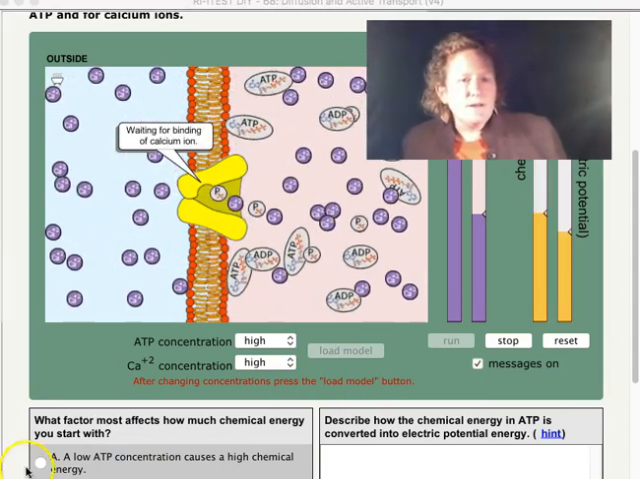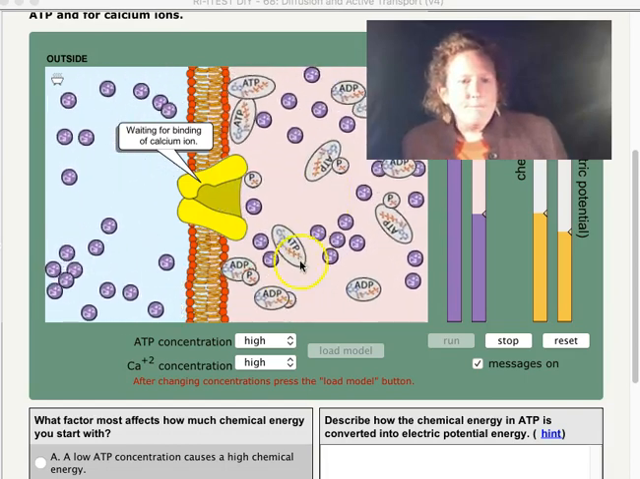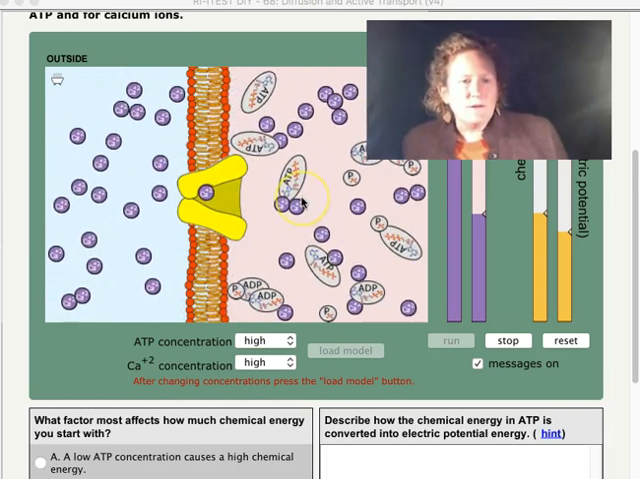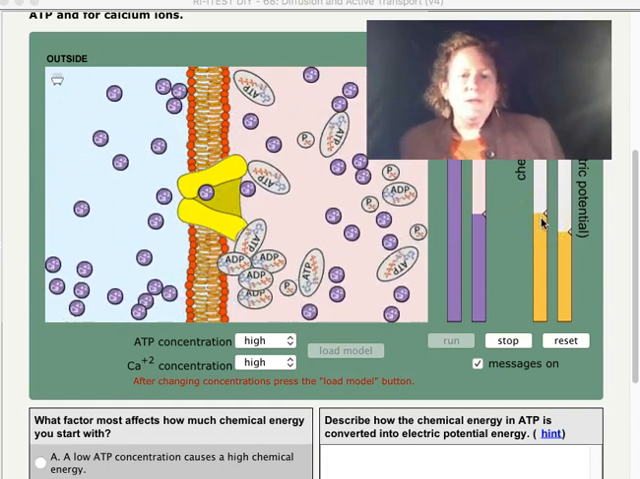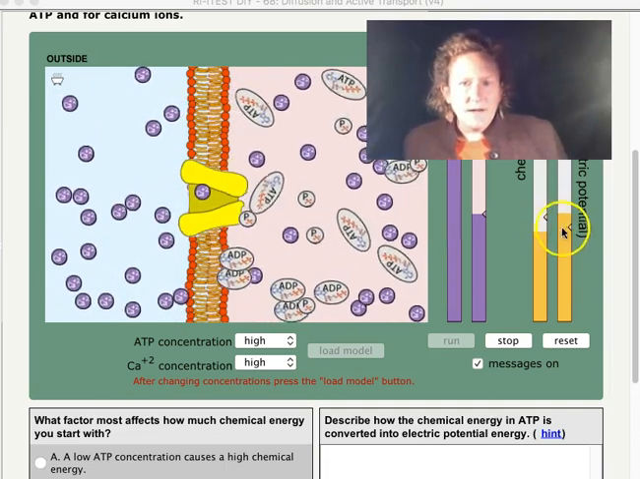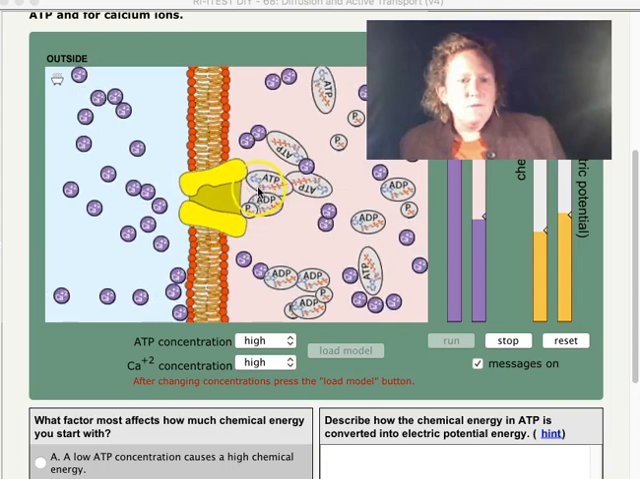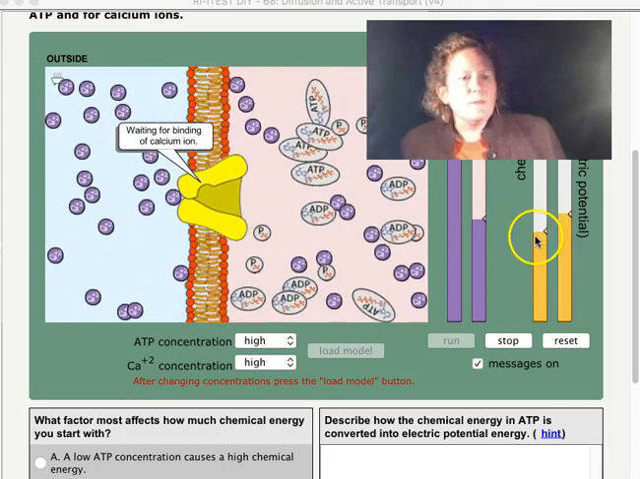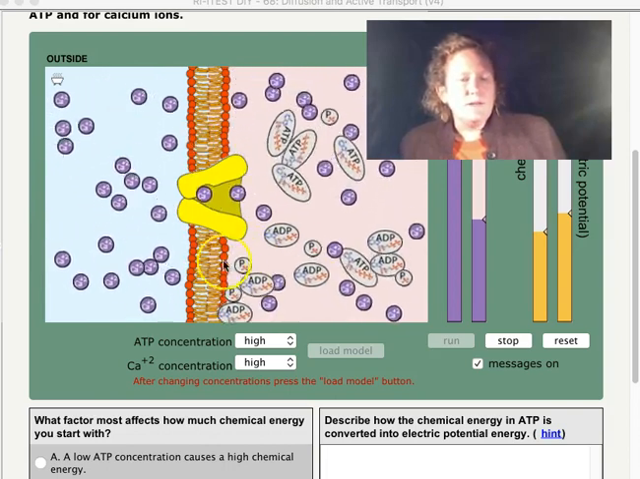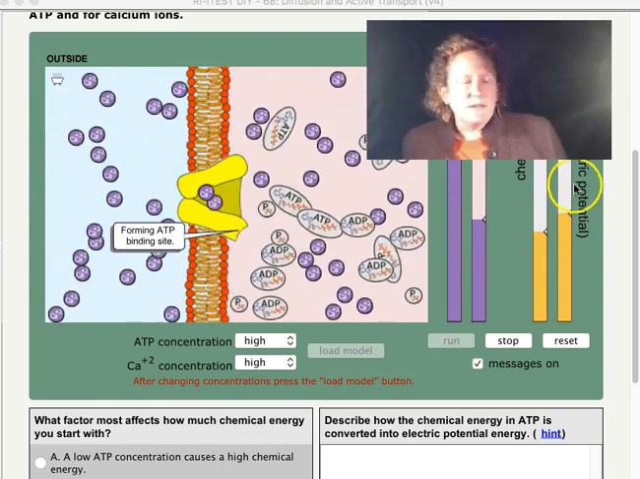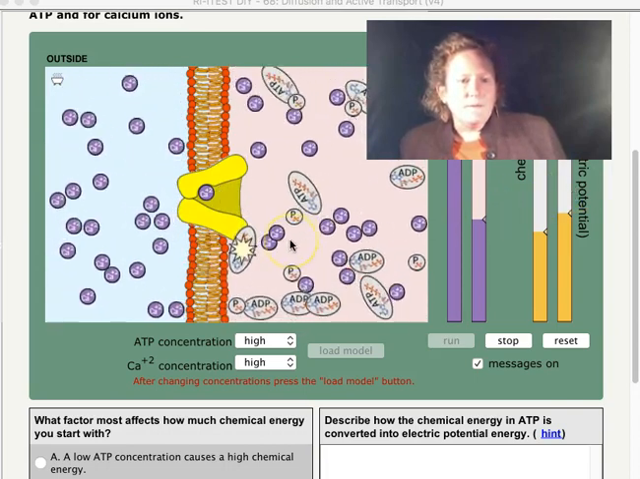Okay, I've let the model run a little bit longer, and you can see there's a little bit less ATP here. There's more just phosphate groups floating around, and the chemical energy has gone down. In the meantime, as the chemical energy has come down, the voltage potential has come up. So every time we use up an ATP, this goes down a little bit, and every time we pump across a calcium molecule using that ATP, we increase the electric potential.